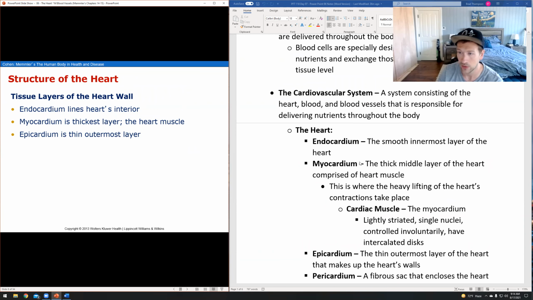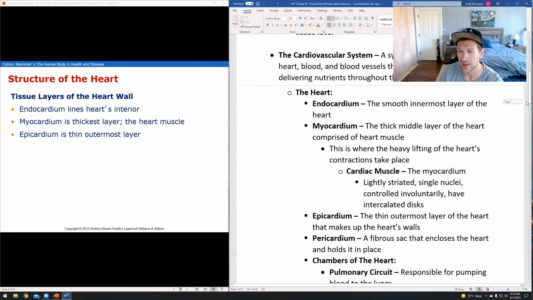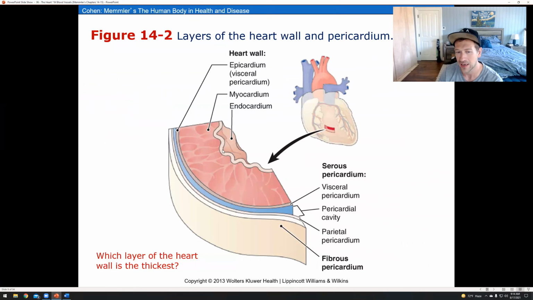So we need to have a little bit of an understanding of the different layers of our heart when we're looking at its anatomy. So looking at the different layers here, you can see if we're going from the inside out, the first layer we're going to have is what's known as the endocardium. The endocardium is this really smooth innermost layer. So you can see that right here, right?